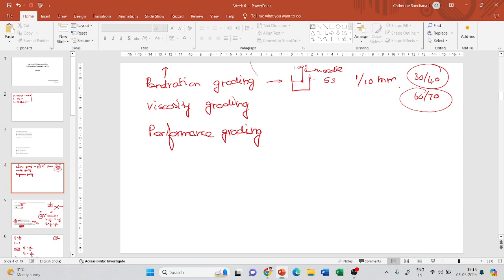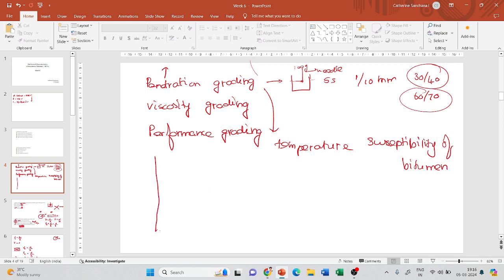So what will this viscosity grading do? The grade is given based on viscosity, but it also ensures that other consistency measures are also met. So what do I mean by this? Say if you see, this penetration grading does not take into account the temperature susceptibility of bitumen. So what is this temperature susceptibility of bitumen?